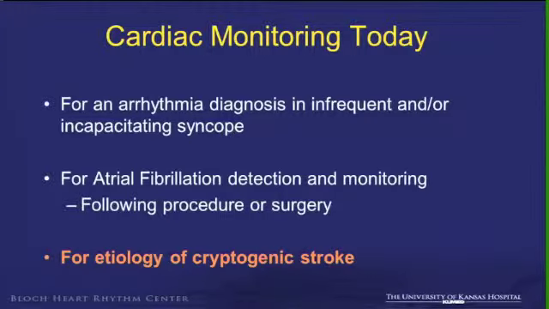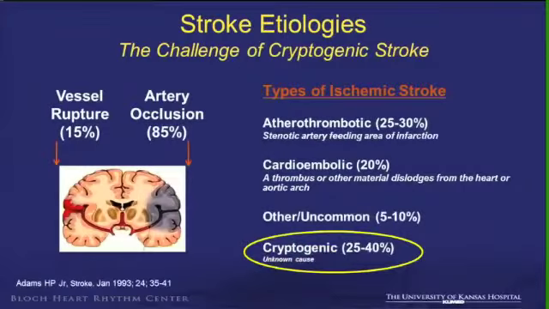What I decided to focus on for my last 7 minutes, it looks like, is the etiology of cryptogenic stroke, which again is a very hot topic. We've seen lots of papers come up in the last 3 or 4 years talking about how to diagnose, especially arrhythmias, in these patients with strokes of unknown causes.